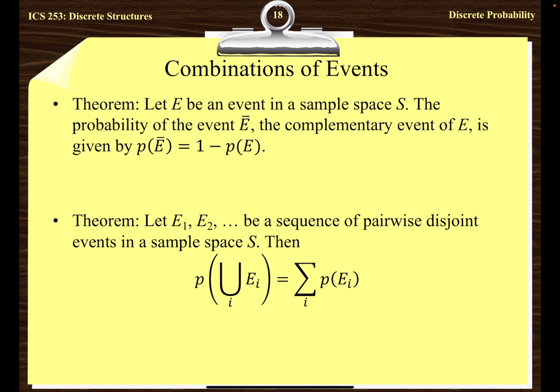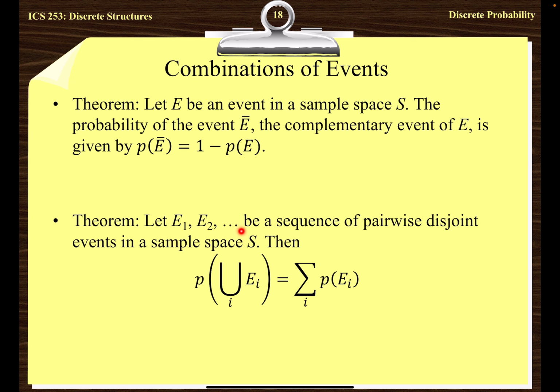Okay? So let us have 2 more theorems before we look at our first example. طيب. Let E be an event in a sample space S. The probability of the event E complement, the complementary event of E, is given by probability of E complement equals 1 minus probability of E. Is this the first time we see this? No, we have already seen that before. Okay? So this is good.